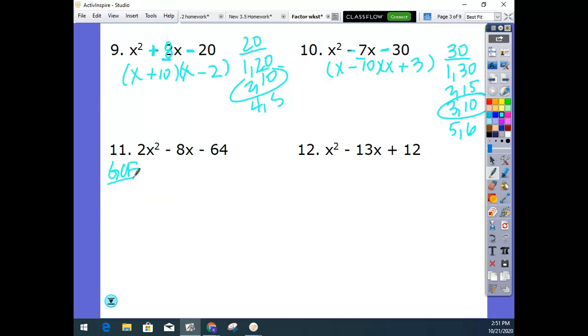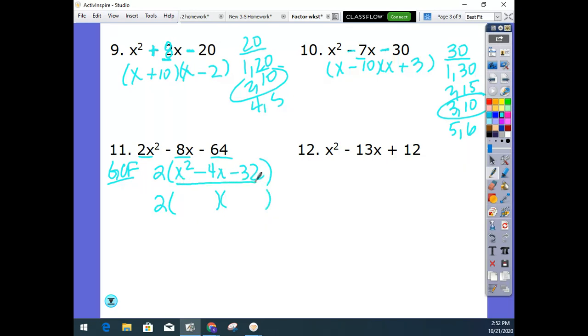GCF. They all have a factor of 2. So divide everything by 2 first. Then I can factor x squared again. X and x, factors of 32 that subtract to get 4. Minus 8, plus 4.